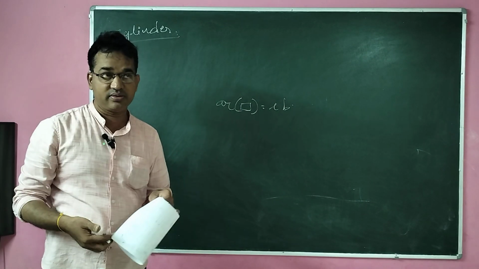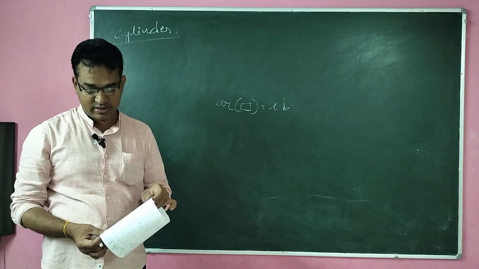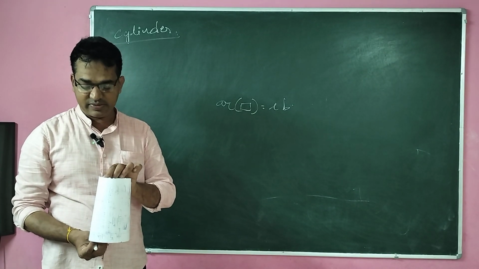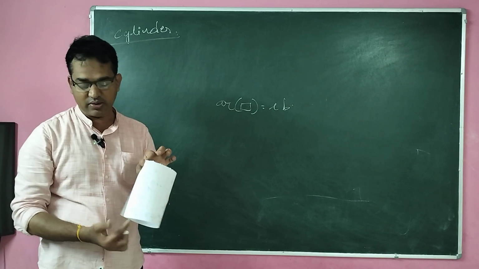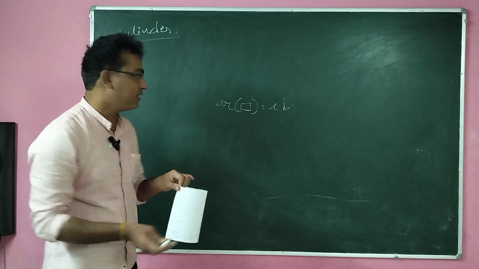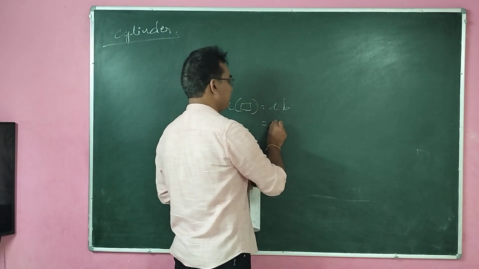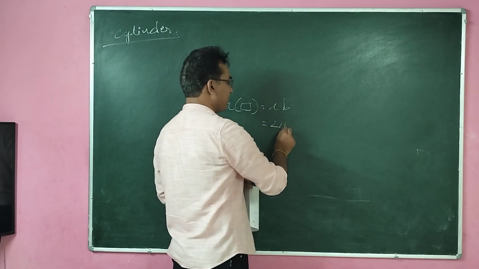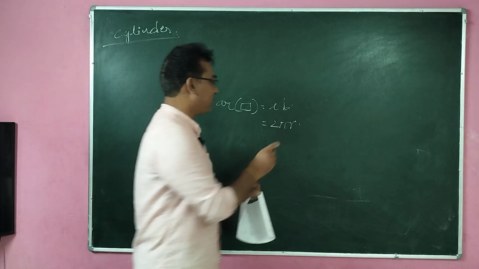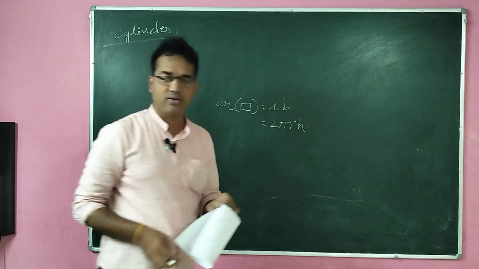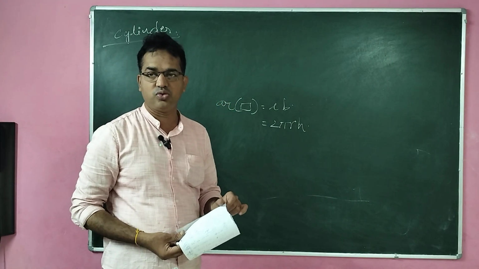If we fold it forward, what does it become now? It is nothing but a cylinder. So the length now becomes the shape of the circle, which is the circumference, 2 pi r. And the breadth will become the height. So 2 pi r h.